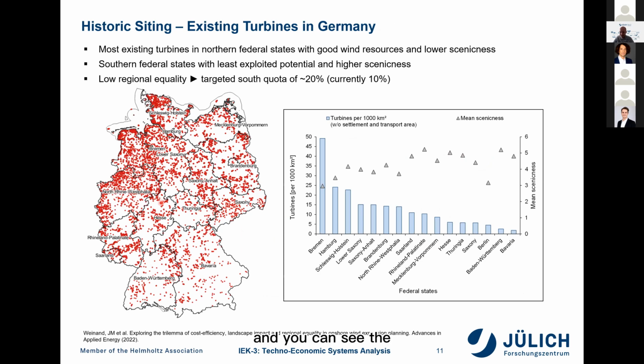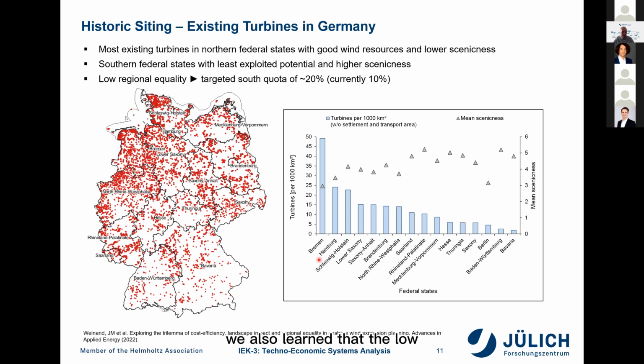And you can see the federal states with the lowest turbine numbers are Bavaria and Baden-Württemberg, which are in the south of Germany. And as I have shown you before on the scenicness map, the scenicness in the southern federal states is especially high. You can see this also in this diagram: the scenicness ratings tend to increase for federal states with lower turbine numbers.